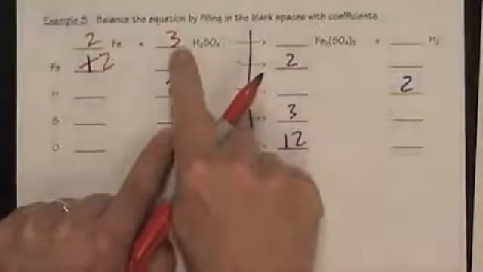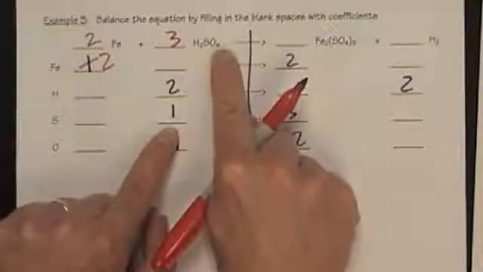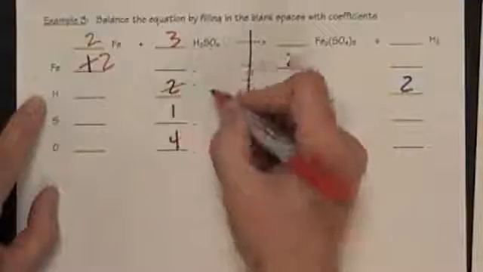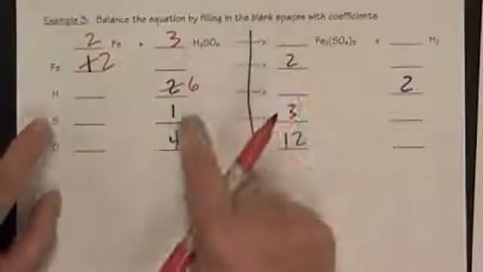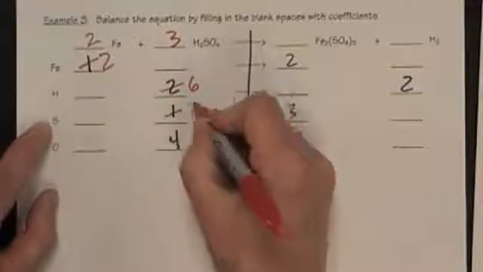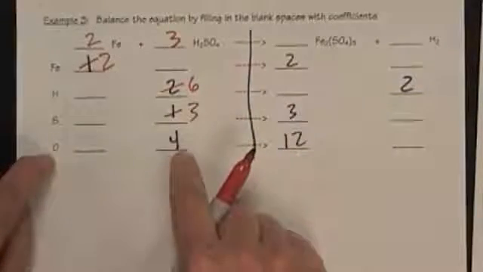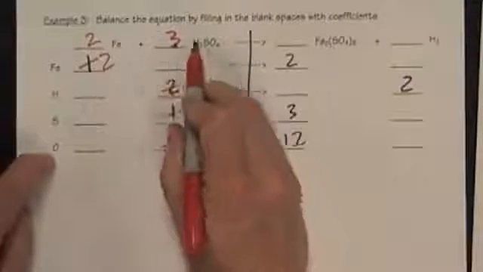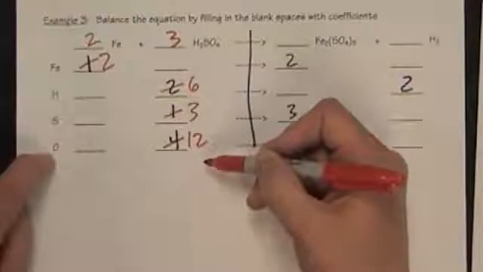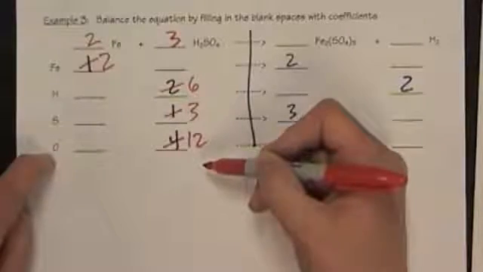Now when I do that, it multiplies everything in the formula by 3. So the hydrogens get multiplied by 3. Now I've got 6. The sulfurs get multiplied by 3. Now I've got 3. And the oxygens get multiplied by 3. Now I've got 12. See how the 3 times 2, 3 times 1, 3 times 4. I'm just keeping track of what I'm doing down here so I can see how it all comes out.